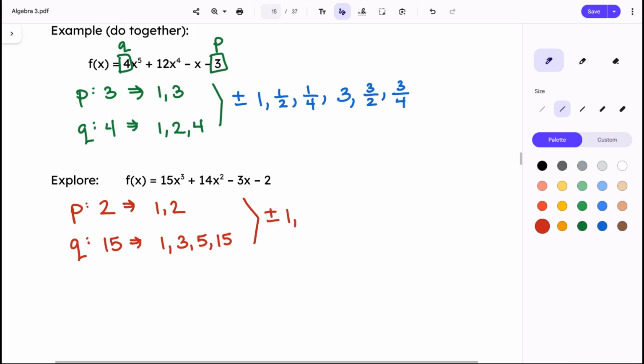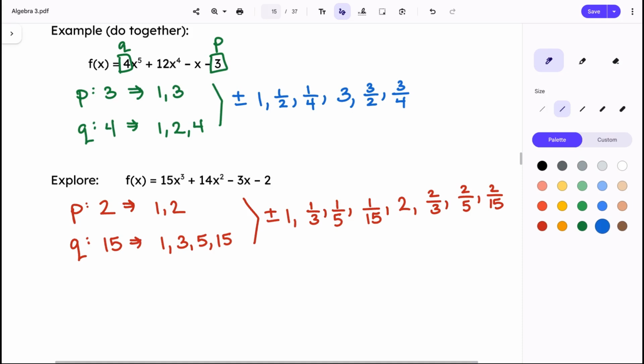1 over 3. 1 over 5. Okay. And then? 1 over 15. Okay. 2 over 3. 2 over 5. And 2 over 15. Good. I'm just going to show you what it would look like if someone went about it the other direction.